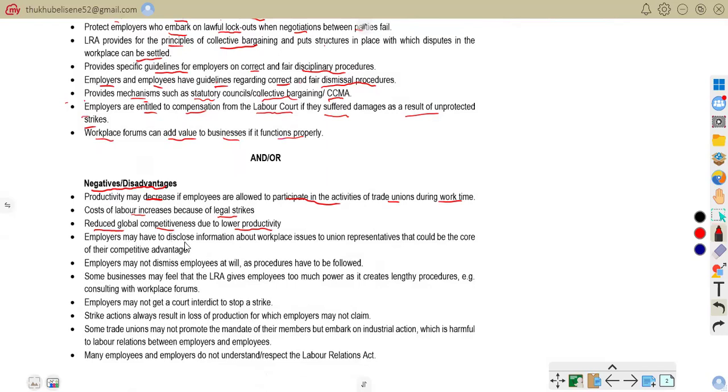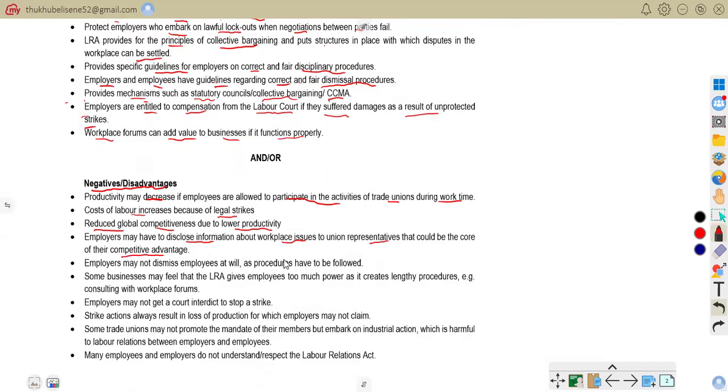Also, the employers may have to disclose information about workplace issues to union representatives that would be the core of their competitive advantage. So you see, now disclosing information to unions is very dangerous, because now the competitors, that information is going to be spread to other people who can use it for their advantage. That is why we are saying employers must reveal information to unions. For example, a company must show financial reports during wage negotiations.